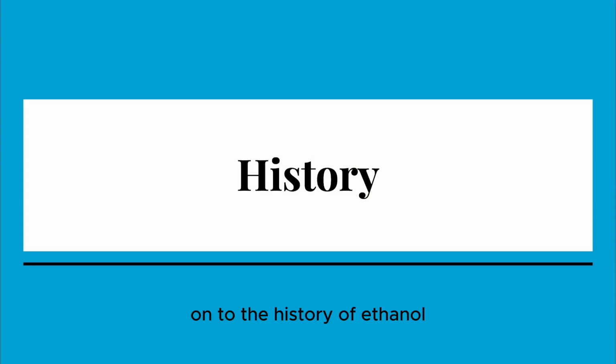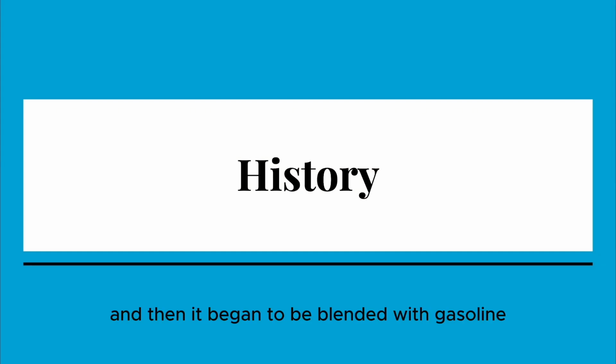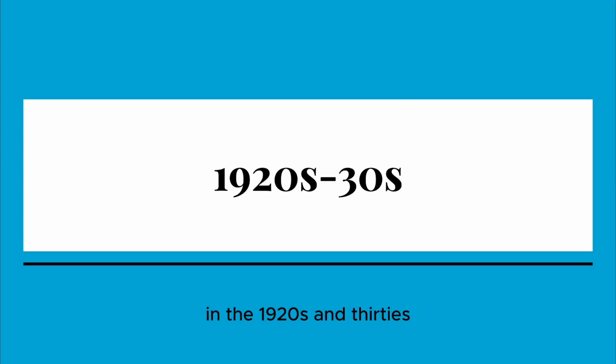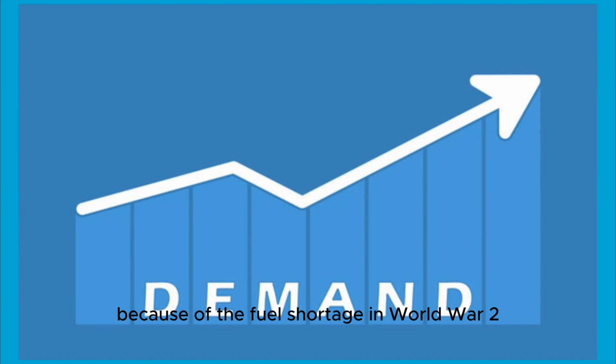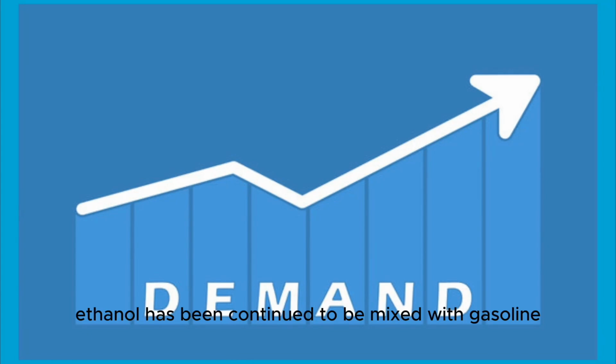Alright, on with the history of ethanol. It was first used in 1826 to power an engine, and then it began to be blended with gasoline in the 1920s and 30s. And then it became in high demand because of the fuel shortage in World War II. And from then on, ethanol has continued to be mixed with gasoline.